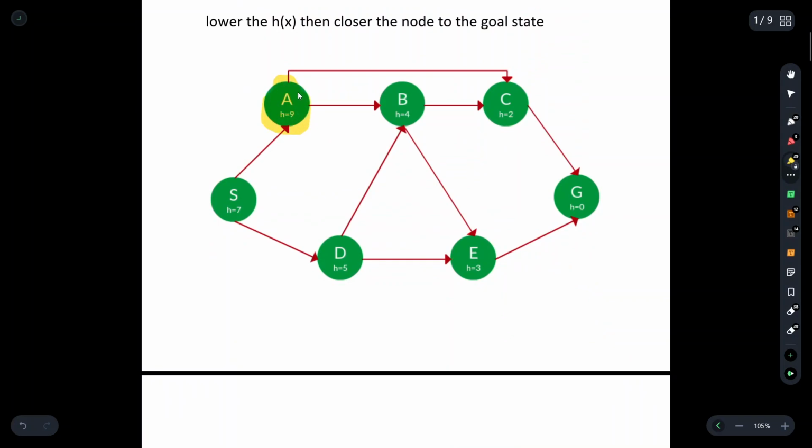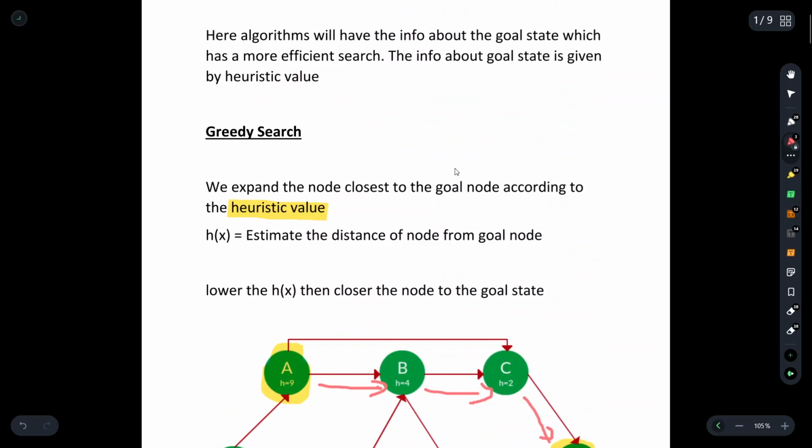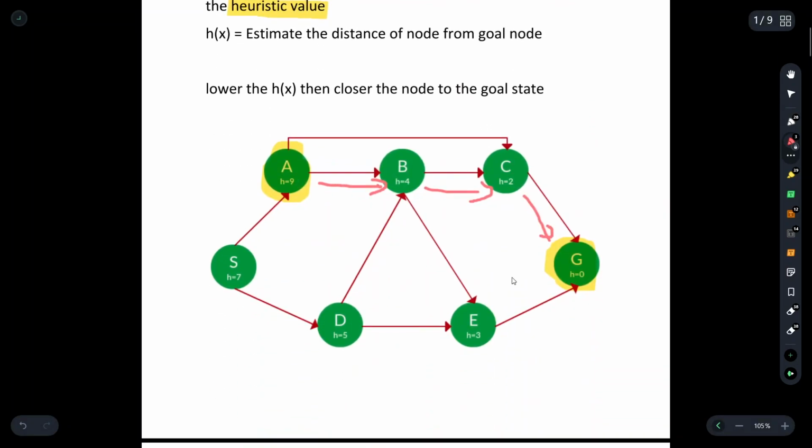If we consider A as the start node and G as the goal node, then the nodes which are farther from the goal node will have higher heuristic values. So we need to make a route with which we can reach the goal node at low cost. From 9 to 4, 4 to 2, 2 to 0. Sorry, not 4 to 3. This is one of the simplest ways to reach that goal state. Greedy search decides at each instant with the help of the heuristic values of the nodes.